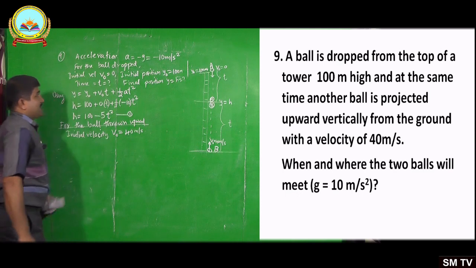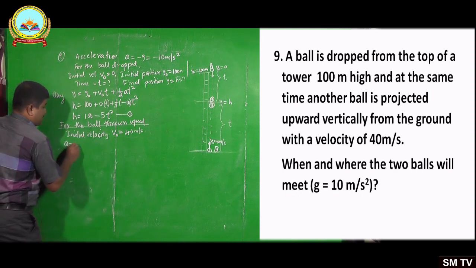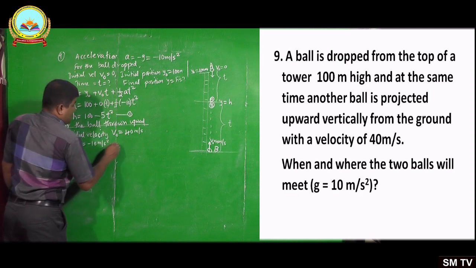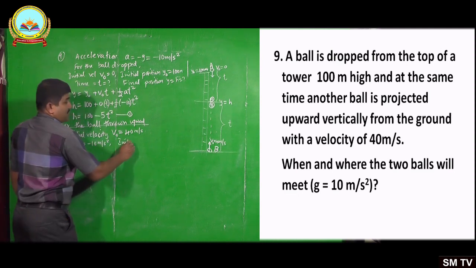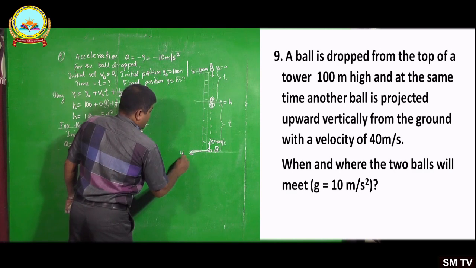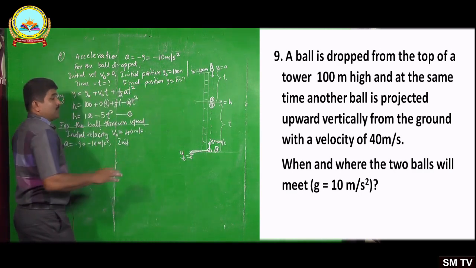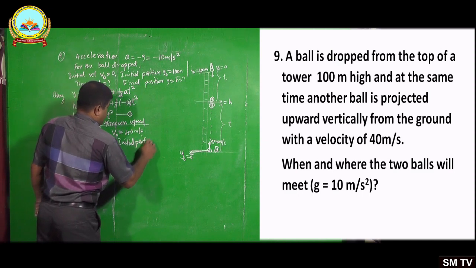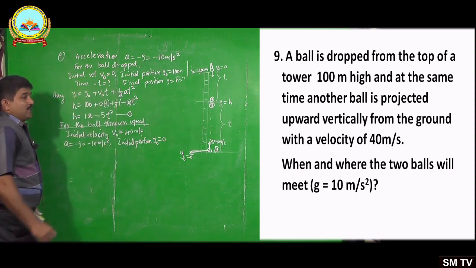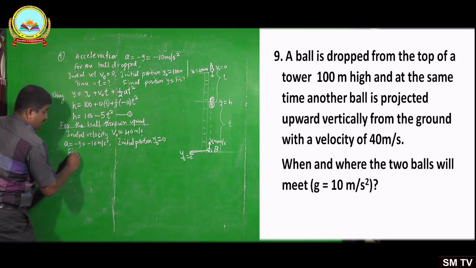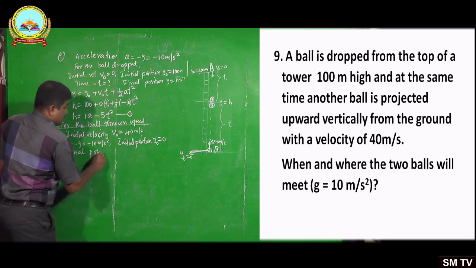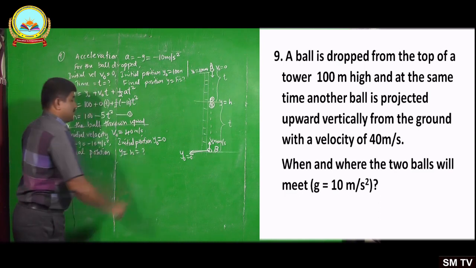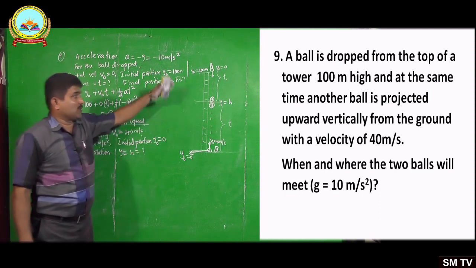Okay, then next acceleration is same again, a equal to minus g equal to minus 10 meter per second square. Then initial position is ground, so initial position for this will be taken, y naught is 0. For the ball thrown upward, initial position is 0, y naught is 0. Then final position is same for both of them. So final position h, that is y equal to h, that we have to find out. Time is again same for both of them.